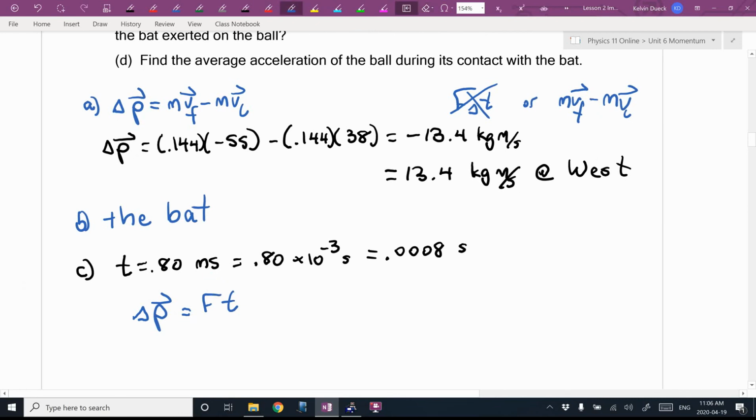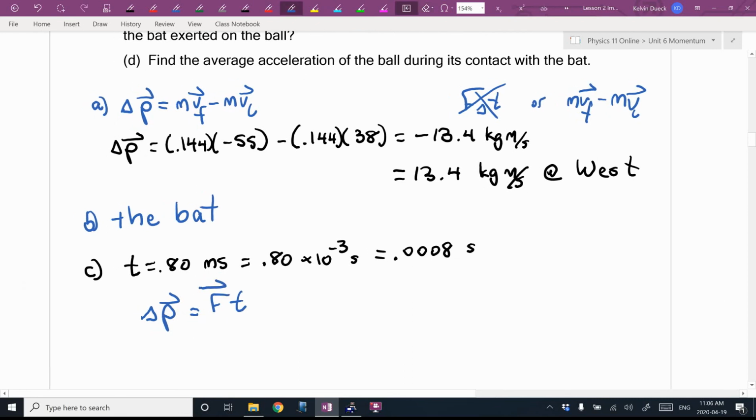That's a vector symbol. Force times the change in time. How would I get the force by itself? Divide by t. Force, another way to calculate force, is impulse divided by time. Nerd trivia, this is actually Newton's second law. When he published it, he was not interested in F equals ma. He was much more interested in F equals impulse over time, but it simplifies to F equals ma.